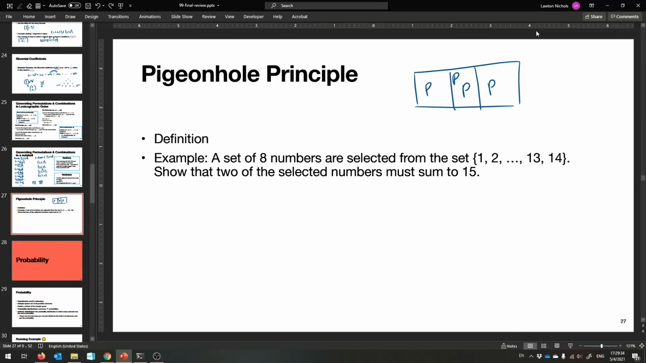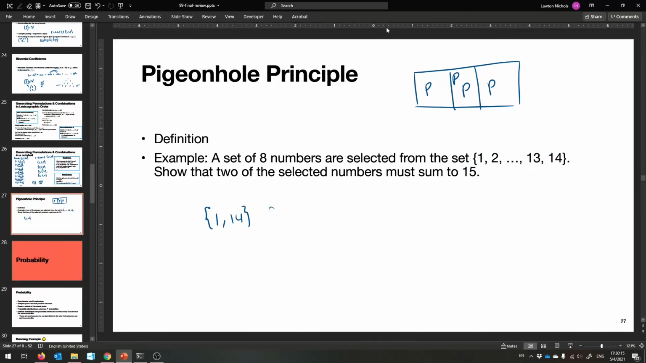So let's use the pigeonhole principle to show that when we select 8 numbers out of this set, 2 of them that we selected must sum to 15. We can use the pigeonhole principle to prove this. It's crazy, huh? We're going to select 8 numbers out of the set 1, 2, all the way to 14. And we need to prove that 2 of those numbers that we picked, like maybe it was 14 and 1, add up to 15. Isn't that cool? So this is going to be true because let's make all the subsets that add to 15 out of the original set.